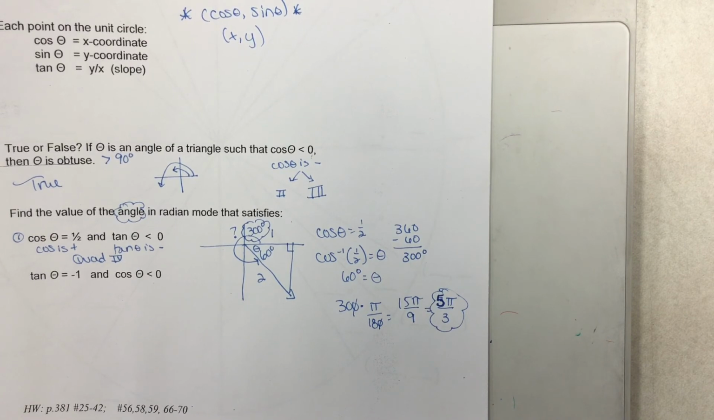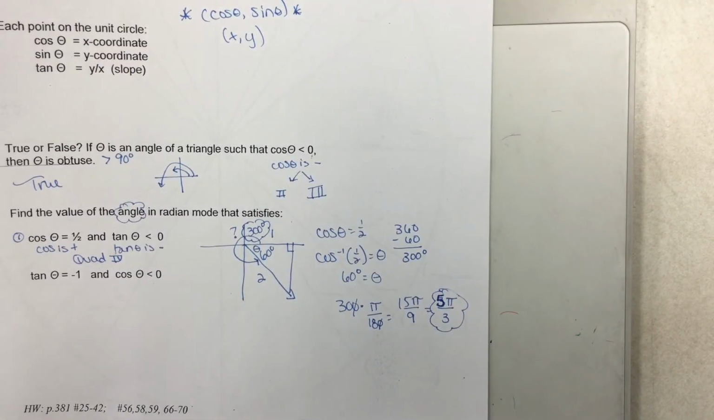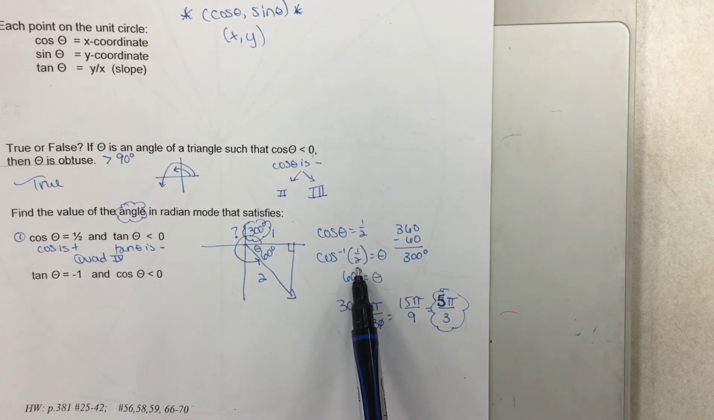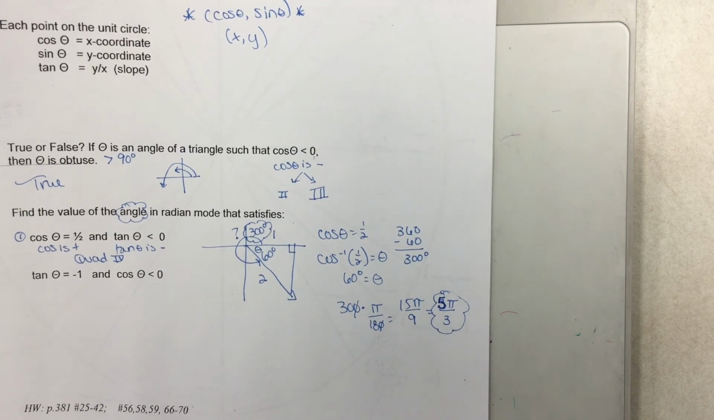But Meyer, we can't use a calculator on Friday. You're exactly right, students. But you do have your handy-dandy unit circle. So you're looking for the inverse cosine of 1/2, correct? What quadrant are we in? 4th quadrant. Cosine, is that my x value or my y value?